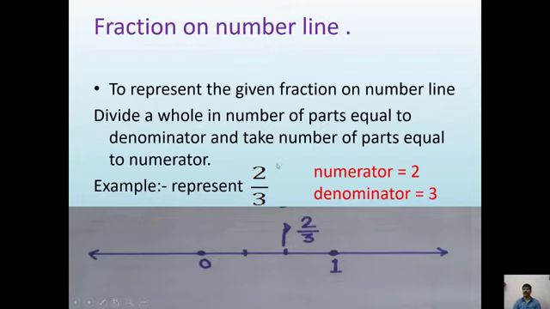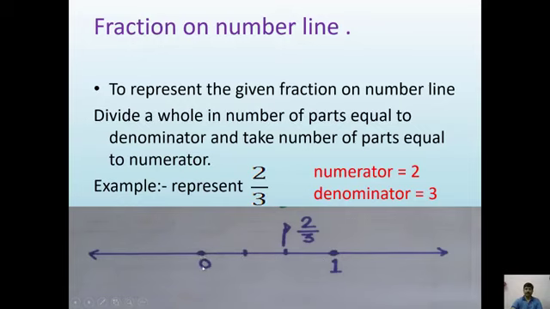For example, if we want to represent 2 upon 3 on number line, this fraction has no whole part. So this fraction has only numerator 2 and denominator 3. It means to represent this fraction on number line, we draw a line on which we represent the two wholes, starting 0 and next whole 1.